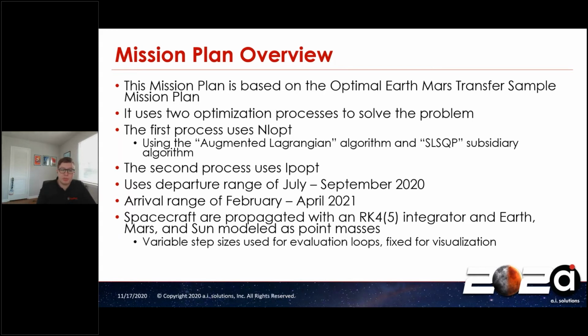One last note, our spacecraft are going to be propagated using an RK45 integrator. We didn't quite need the fidelity of an RK89, so the 45 provides a nice compromise of high fidelity propagation while doing it a little bit faster than an RK89. And also Earth, Mars, and Sun are all going to be modeled as point masses, so not considering anything like J2 effects on propagation. As a note, I used variable step sizes for the evaluation loops, but a fixed step size for all of the visualization. And that's just to improve runtime, but still get smooth visuals at the end.